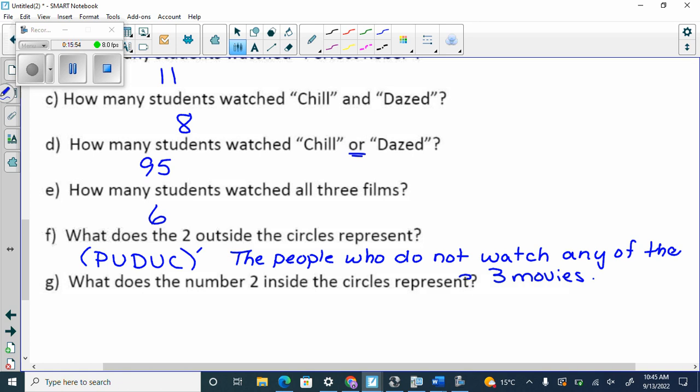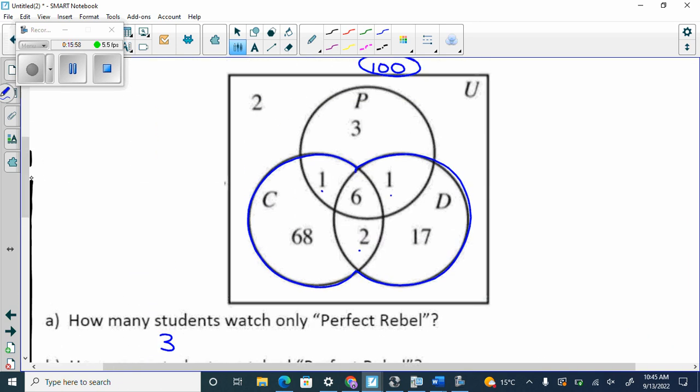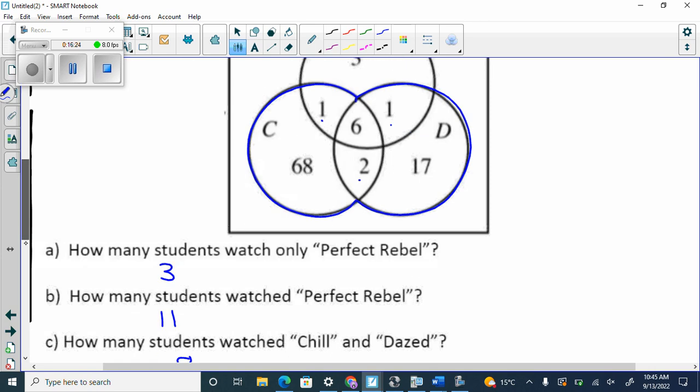What does the 2 inside the circle represent? The 2 is chilled and dazed, but not perfect rebel. Because it's chilled and dazed only. You could say that. People who watch chilled and dazed only, or you could say the people that watch chilled and dazed, but not perfect rebel. Either of those are correct.